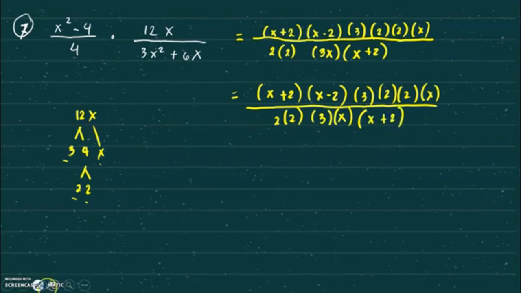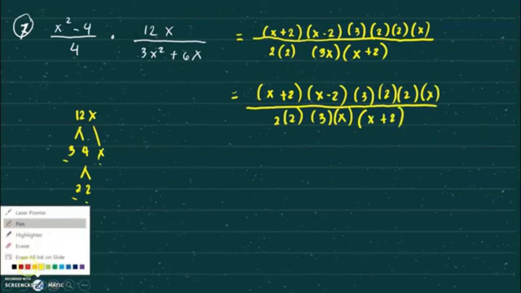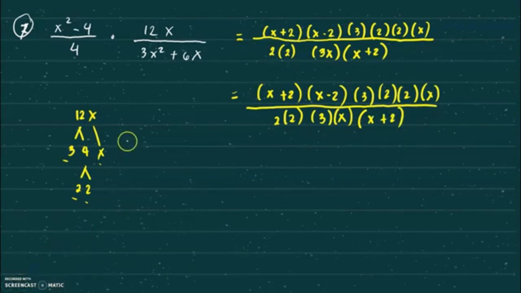Alright, now that we are already done with our prime factors, we can divide out common factors. So we will start with x plus 2 and x plus 2. Next, we have a pair of 3, a pair of 2, another pair of 2, and a pair of x. So there are no common factors anymore.